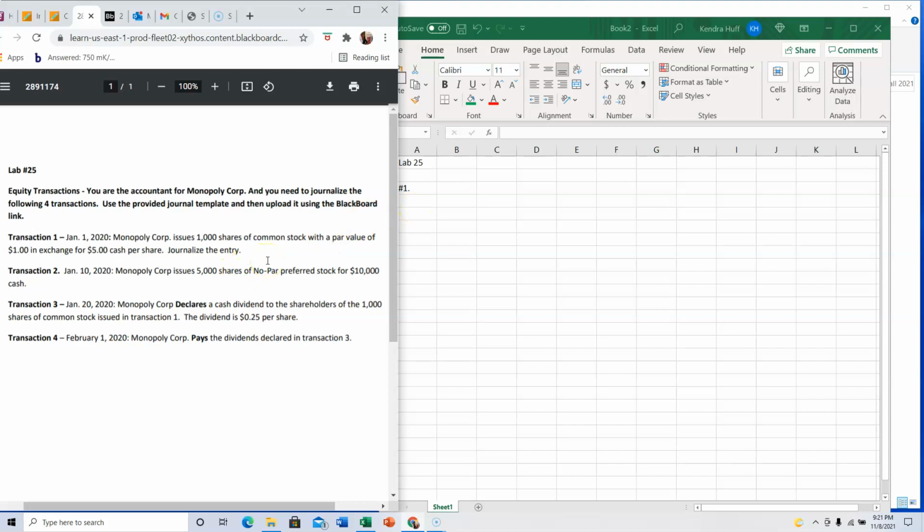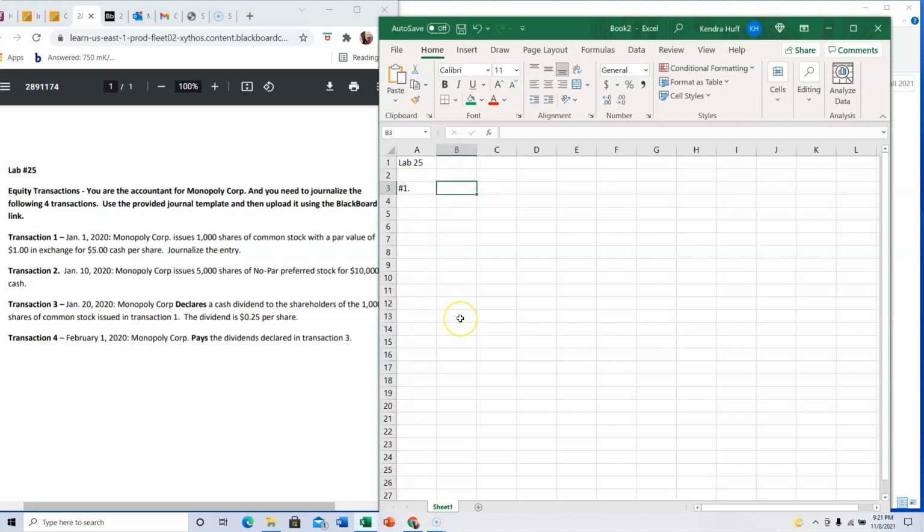Okay, so Monopoly Corp issues 1,000 shares of common stock with the par value of $1 in exchange for $5 cash per share. All right, so they're selling their own stock. They're issuing their own stock. So they're going to get cash, and they're going to get 1,000 shares times $5.